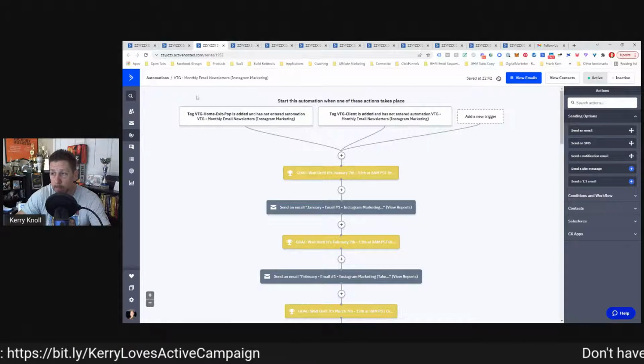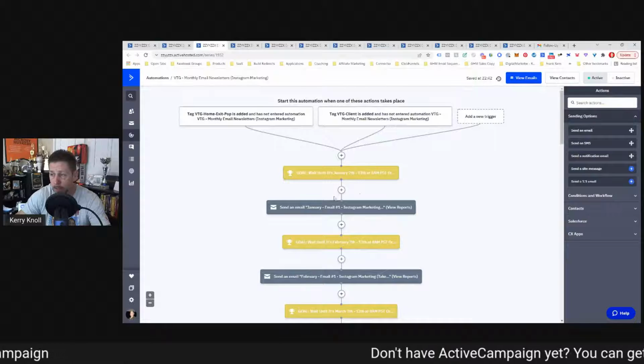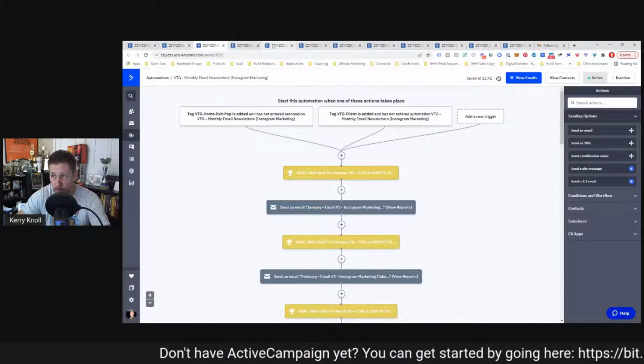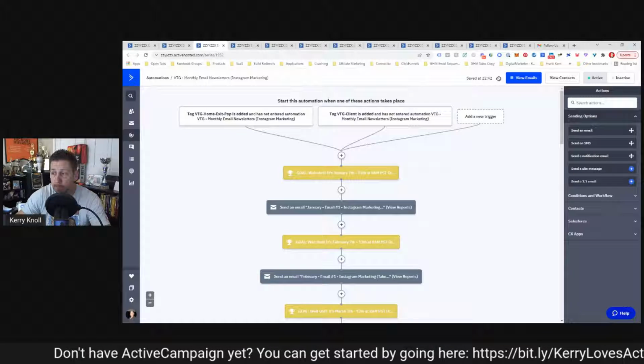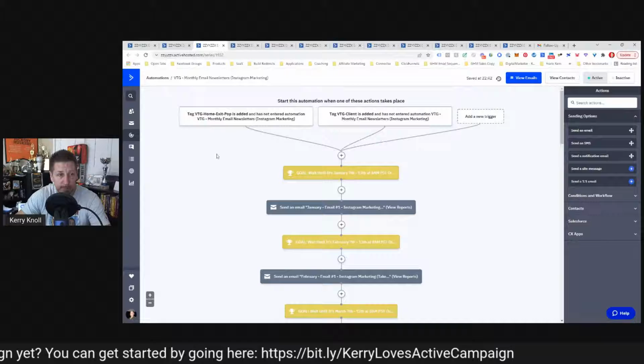And if somebody were to get into my list through the exit pop or become a client in here, and they were sitting in one of these automations, they'll be put into all four of these automations. And therefore, they would only get one monthly email newsletter per week for each different niche, right?